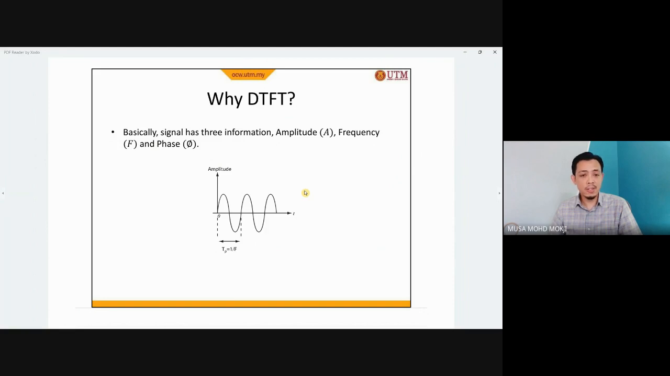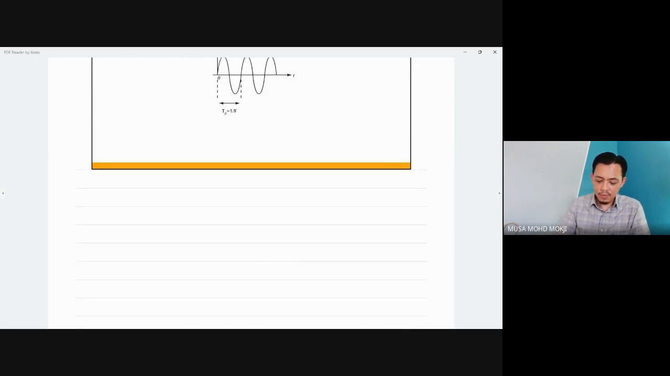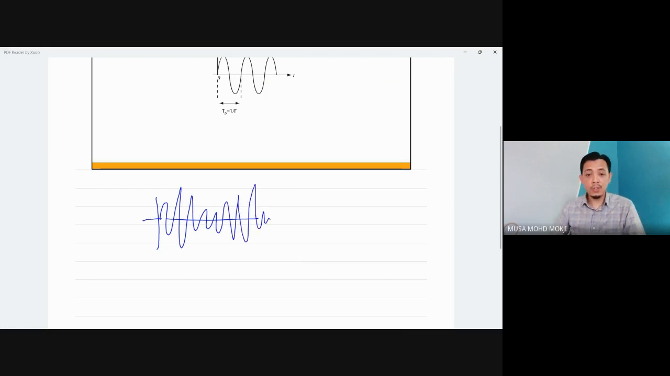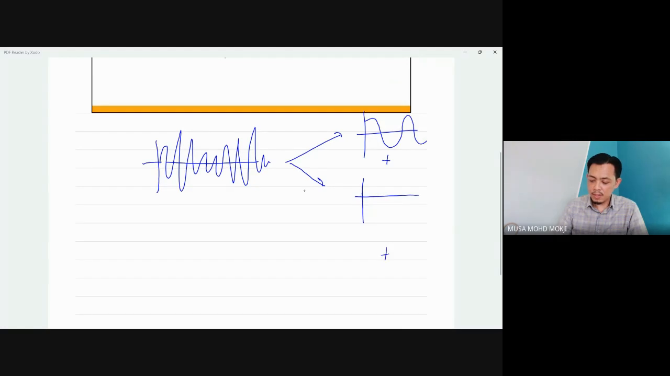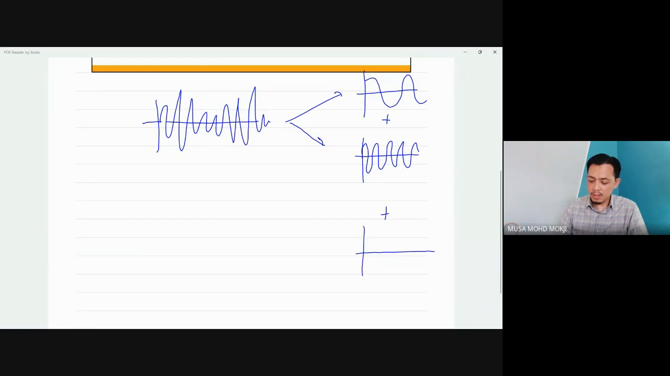What Fourier discovered is that, theoretically, any signal can be decomposed into sine and cosine signals. Whatever signal you have, you can decompose, meaning separate, this signal into a cosine and sine signal, plus maybe a higher frequency one, plus more. Maybe this one has a small amplitude.